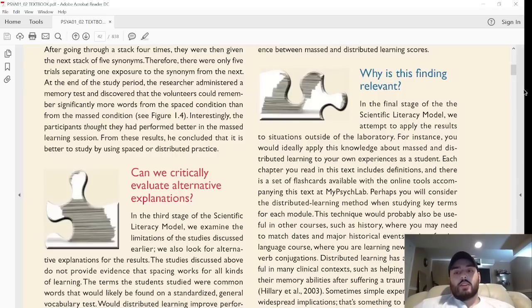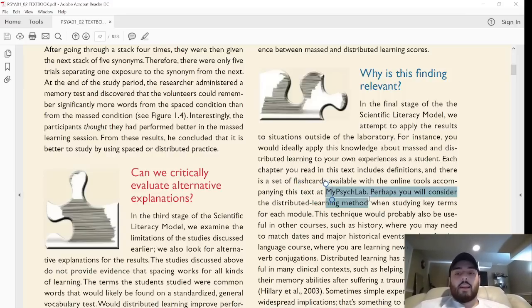So in the final stage of the scientific literacy model, we attempt to apply the results to situations outside of the laboratory. For instance, you would ideally apply this knowledge about massed and distributed learning to your own experience as a student. Each chapter you read in this text includes definitions, and there is a set of flashcards available with the online tools accompanying this text at MyPsychLab. Now you can go on MyPsychLab and you can get those definitions. I'm not sure if it's a paid site still, but it's really, really useful, especially if you're looking to study these different scientific definitions, right?